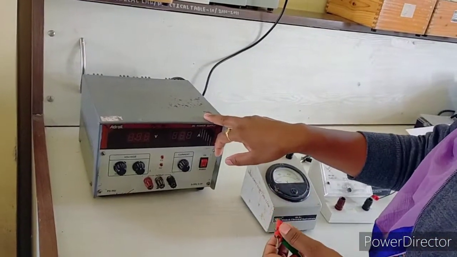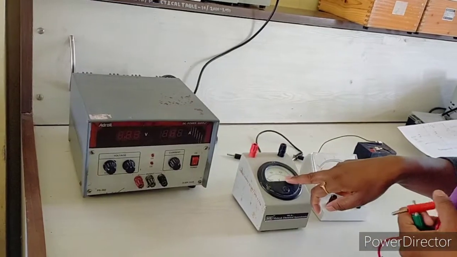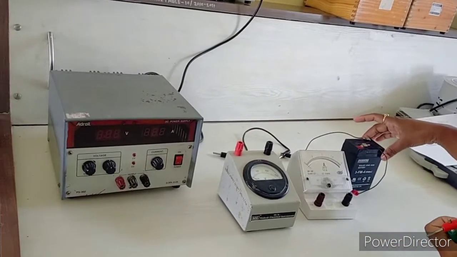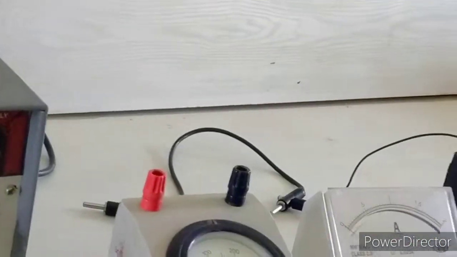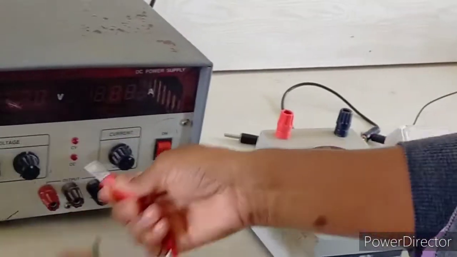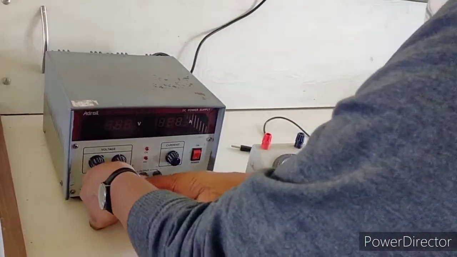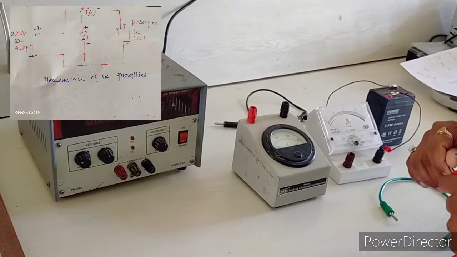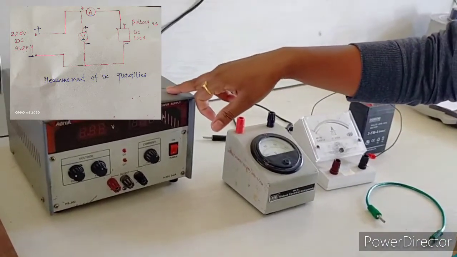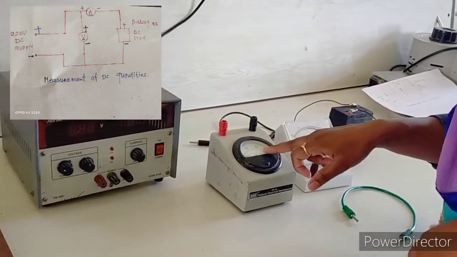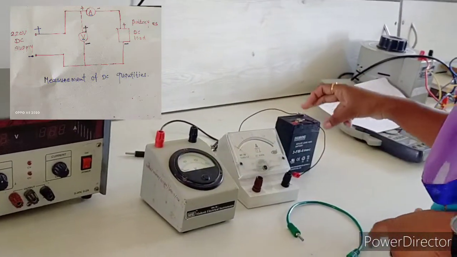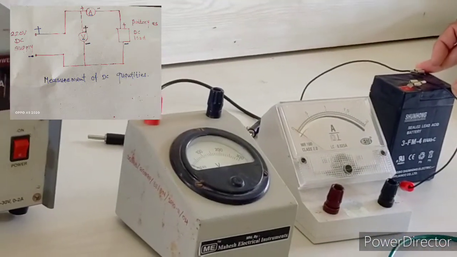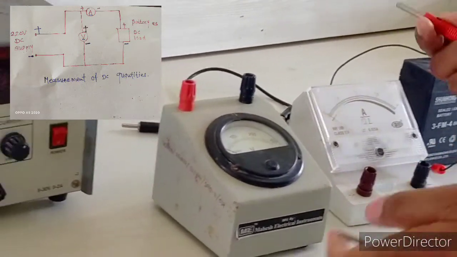So this is the DC supply, and I am taking one DC voltmeter and DC ammeter, and also as a DC load we are taking the sealed lead acid battery. From the starting, this is the positive terminal. Firstly I am taking the DC supply, DC voltmeter, DC ammeter, and as a DC load we are connecting the sealed lead acid battery. So we will see from the first point.